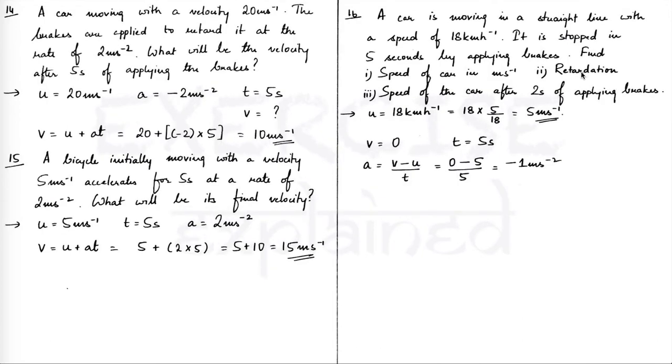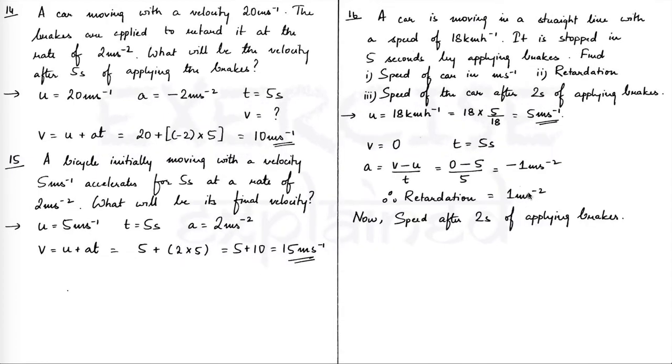We need to find retardation. So I'll be using the acceleration formula. So a is equal to v minus u by t, that is final velocity minus initial velocity divided by time. So final velocity is 0 minus initial velocity is 5 divided by time is 5. So I get minus 5 by 5, which is nothing but minus 1 meter per second square. So since acceleration is minus 1 meter per second square, retardation will be 1 meter per second square. We will not be writing the minus sign in case of retardation.